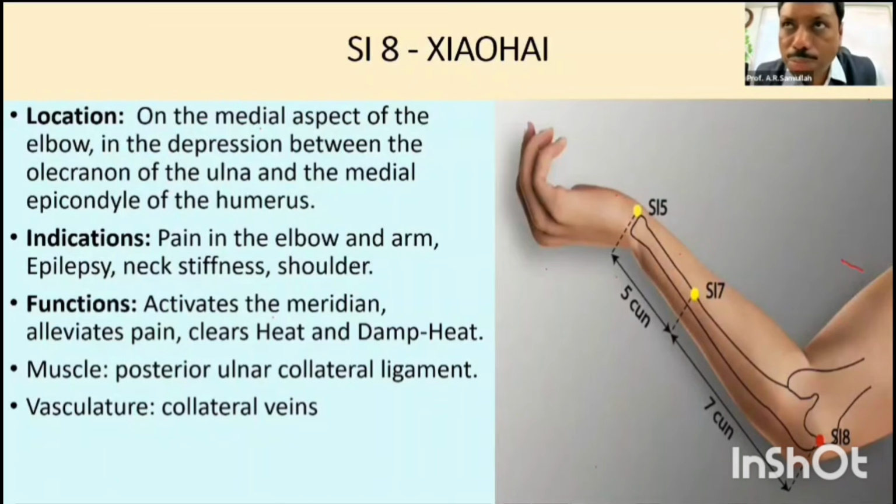Now what are the indications? This point is located here. People suffering from elbow pain, golfer's elbow, which is this, and tennis elbow inflammation: there you apply the SI8 point also. Then Shanghai, that is the H3 point, is also a good point to treat golfer's elbow.